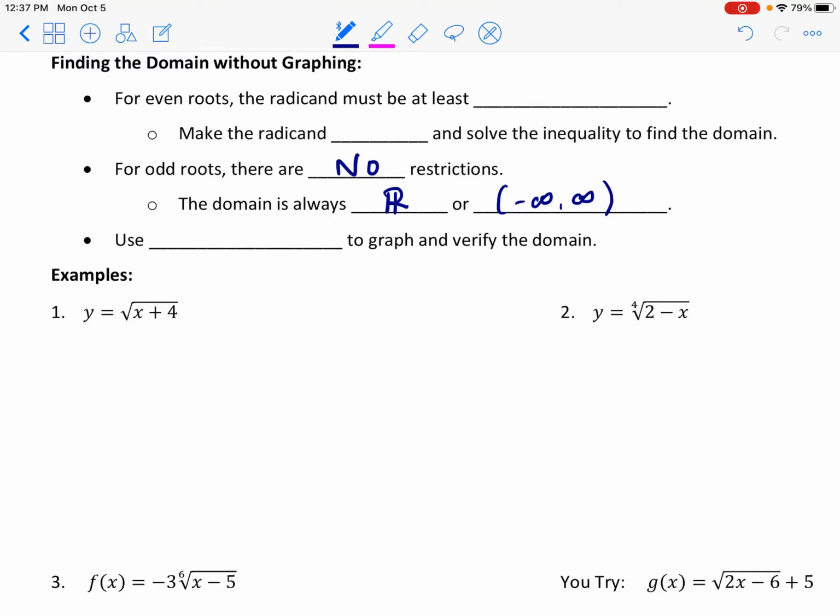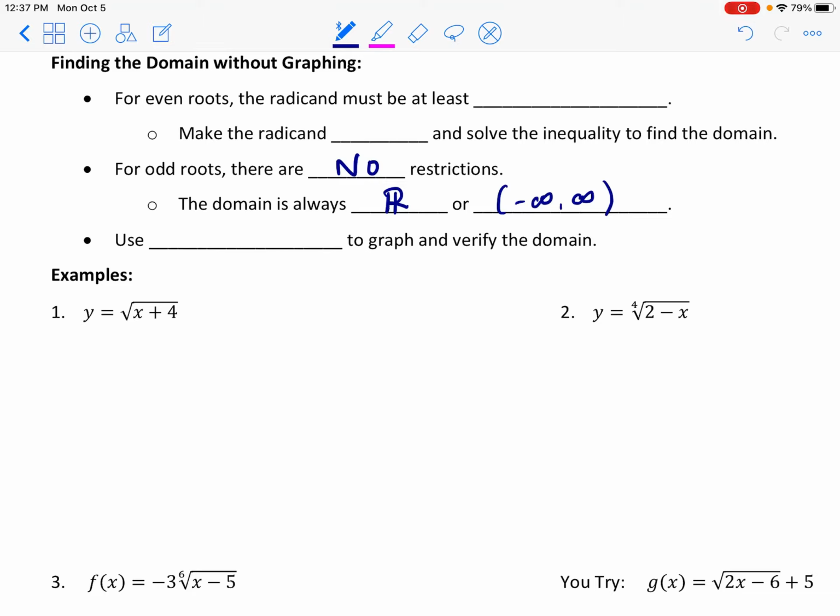Now, if it's an even root, there are going to be restrictions. And based on where the graph goes, the restriction could change. It could be that it starts at 0 and goes right forever, or it could start at 0 and go left forever, or it could start at 2 or 3 or -2 or -5 and go left or right forever.